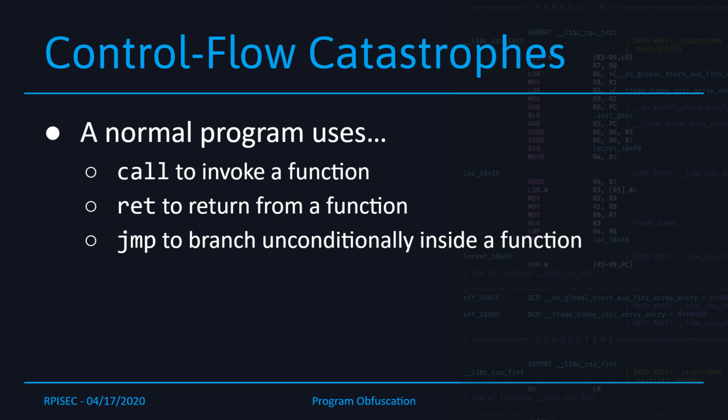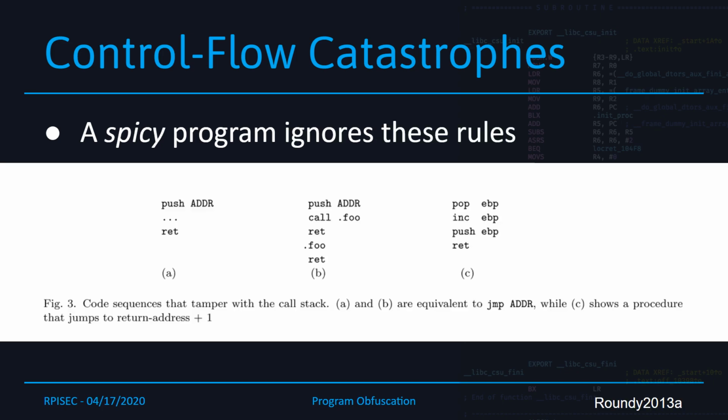So, in a normal program, you use call to invoke a function. You use ret to return from a function. All this makes sense. You maybe use jump to make an unconditional branch. Now, a spicy program does not do this. So, for example, instead of using jump address, you can do push address and then sometime later call ret. This has the same effect as calling jump. The stack is the same. The program is running just as usual. Unfortunately, reverse engineering software might not see it the same way.